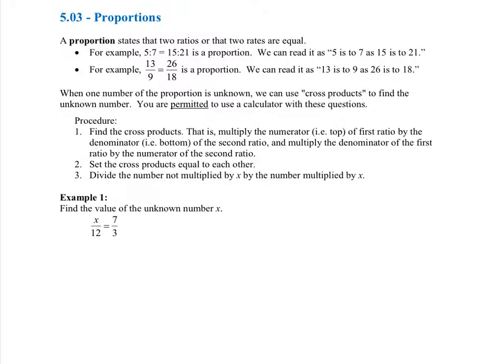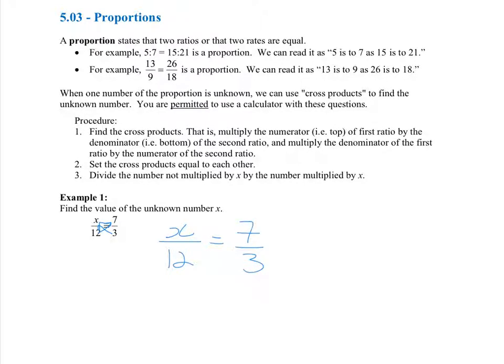Okay, so if we look at the procedure, this probably won't make sense until we actually do it. But what you're going to do is find the cross products. Cross products means you're multiplying on a diagonal, across the equal sign and up to the other side. Okay? So I'm going to rewrite it over here. Say we had x over 12 equals 7 over 3.